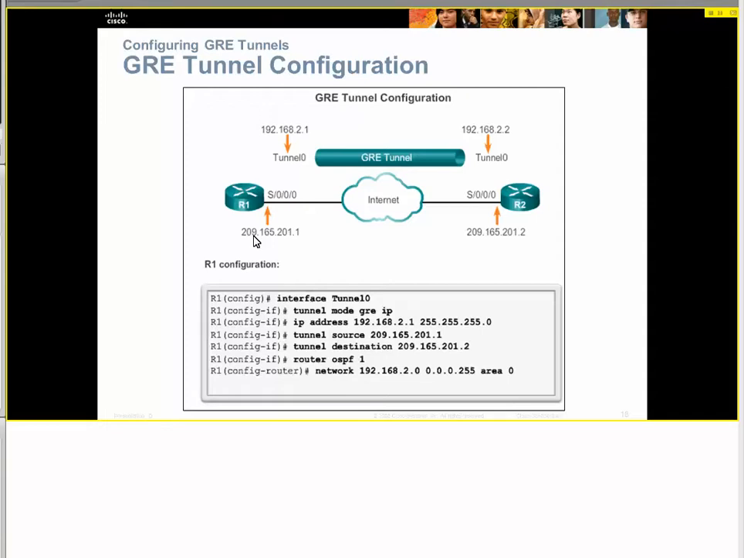Now notice the next two lines: we have to define a routing protocol, just like anything else. But in this case, the routing protocol is not used to route the packets. Let me rephrase this. It's a routing protocol that indicates that the tunnel network is up and running. Because notice on the tunnel we have 192.168.2.1 on one end and 2.2 on the other end. So those are the same network.